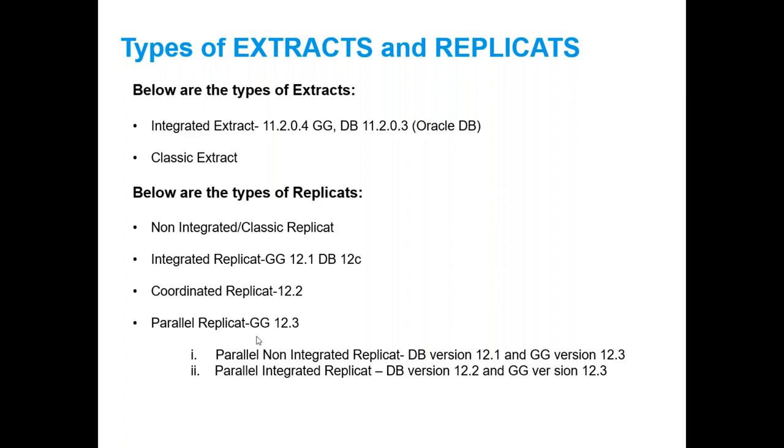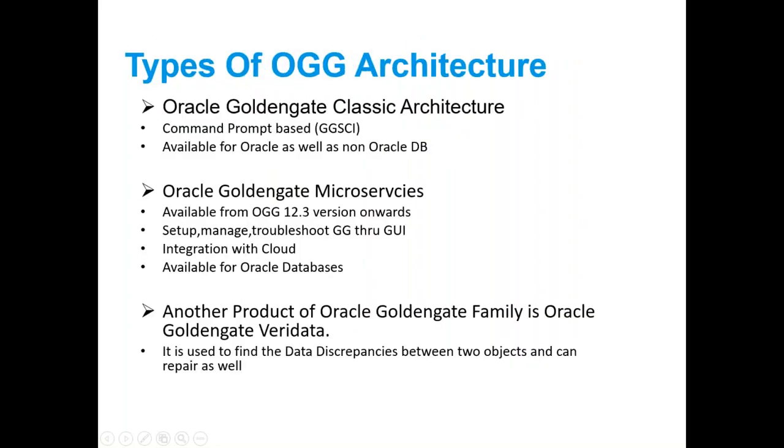So there are two types of parallel replicate: parallel non-integrated replicate and parallel integrated replicate. So these are different types of extracts and replicates, which we'll be configuring in GoldenGate as the session moves forward. We'll be discussing different types of replicates and different types of extracts. For the people who have that question, the purpose of this slide is to make them understand that with an introduction.